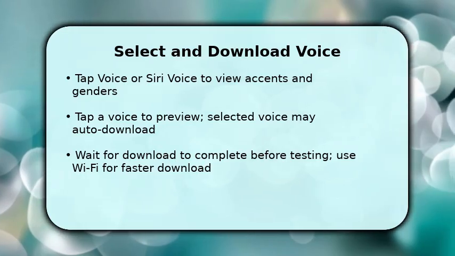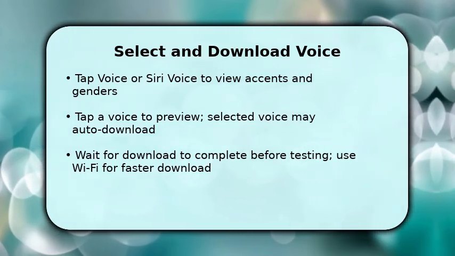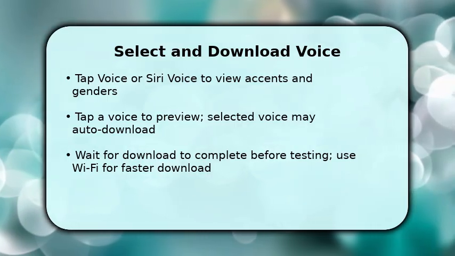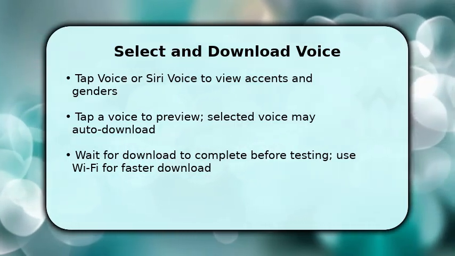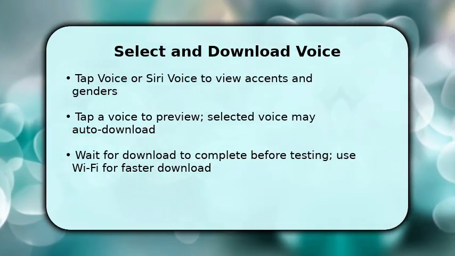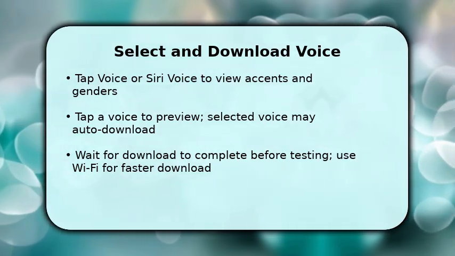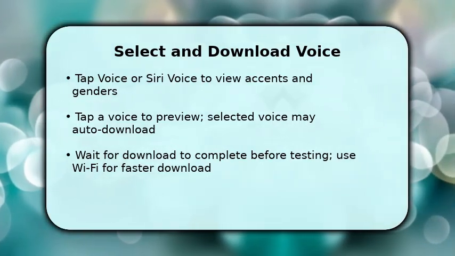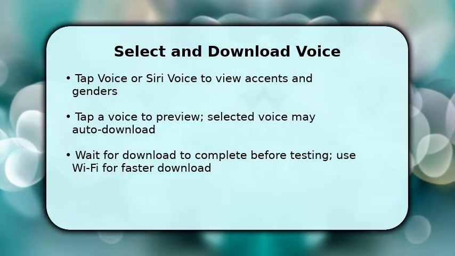Once you pick a voice you like, select it, and if required, the system will download the voice file. Make sure you're on Wi-Fi and have sufficient storage because downloads can be tens of megabytes. While waiting, you can switch between accents to compare tone and clarity. If a download stalls, pause other network activity and retry, then confirm the voice shows as installed.